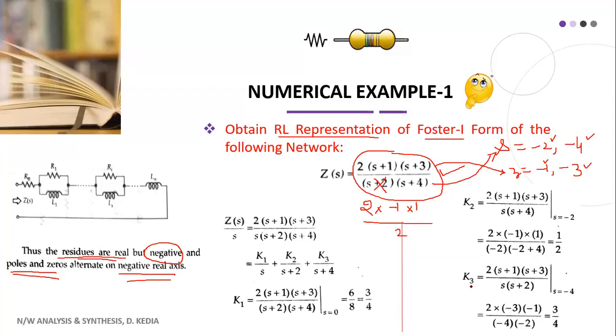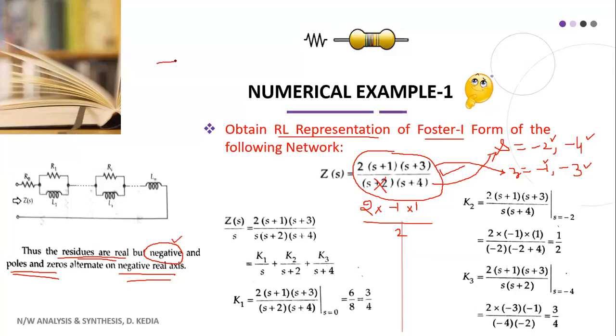So now let us obtain the partial fraction representation. So what we have done, see, one more thing you see here. In the numerator and denominator, are we missing something somewhere? No. Okay. If you study the properties of these network representations, I am saying that residues are real but negative.